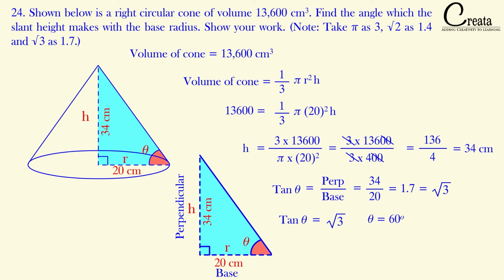So how have we solved this question? We have used two concepts. First, the volume of a right circular cone, that is 1 by 3 pi r square h. And we have used the concept of trigonometry, that is tan theta, which is perpendicular upon base.